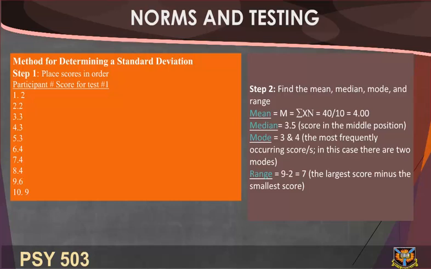Step 2. Find the mean, median, mode, and range. Mean: M equals ΣX over N equals 40 over 10 equals 4.00. Median equals 3.5, the score in the middle position. Mode equals 3 and 4, the most frequently occurring scores. In this case, there are two modes. Range equals 9 minus 2 equals 7, the largest score minus the smallest score.